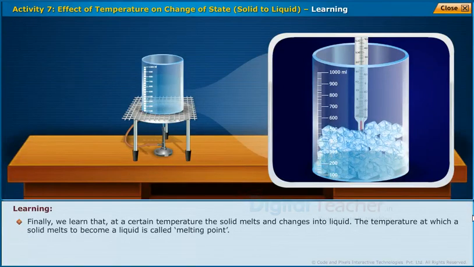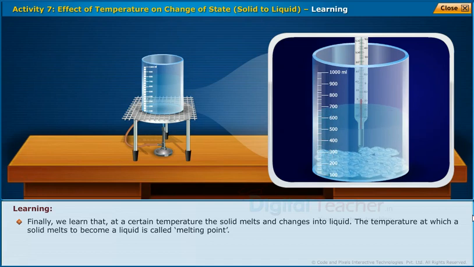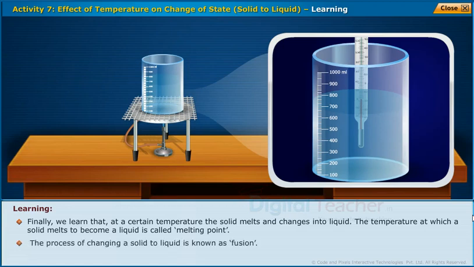Finally, we learned that at a certain temperature, the solid melts and changes into liquid. The temperature at which a solid melts to become a liquid is called melting point. The process of changing a solid to liquid is known as fusion.